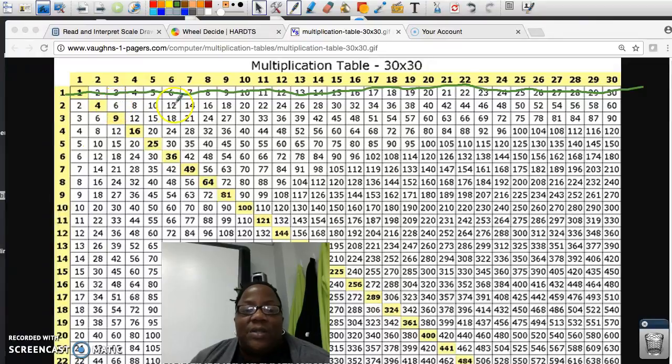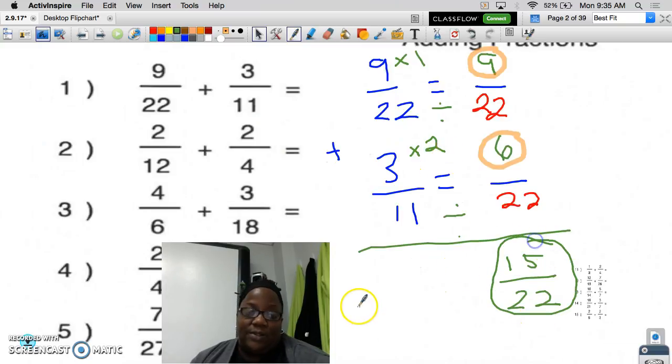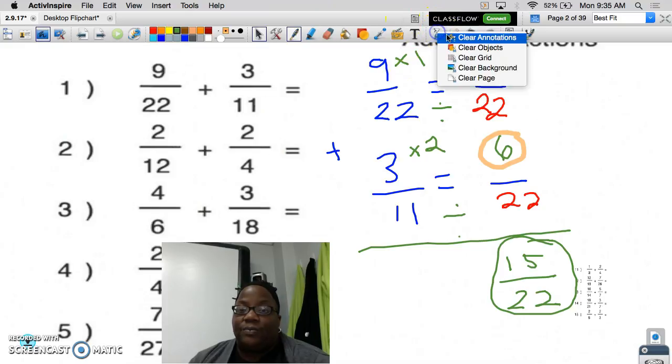I'm looking for a 15 and a 22. This row doesn't have a 15. Here's a 15, but no 22. No 22 or 15. Here's a 15, no 22. No 15, nope, nope, nope. Kind of skimming around for a 15 and a 22. I found a 15, no 22. Found a 22, no 15. Guess what, my friends? This one is not going to reduce, so my final answer will stay as 15 over 22. Let's go over here to number 2.